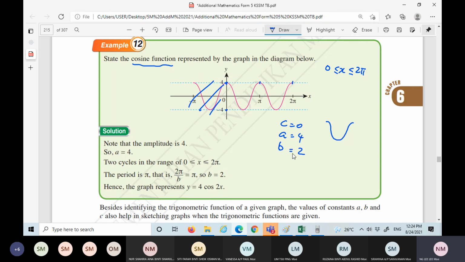So I have got the A, B, and the C. Therefore, I can write out the function. y equals A, which is 4, cos bx, which is 2x, and then plus C, plus 0. So no need to write. So this is the answer. This is for example 12.